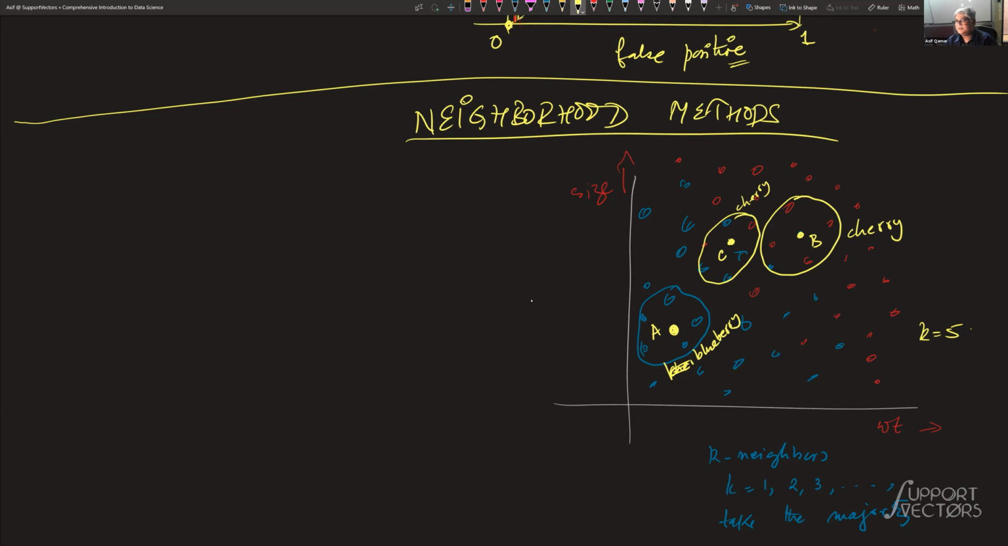Any doubt? I need some feedback. Is it very clear? All you do is look at the neighbors and find the majority. So the last one should be blueberry, right? Oh, sorry, my apologies. Yes, you're right. Absolutely correct. Sorry, I was being absent-minded. It is a blueberry. Why did I write it as a cherry?